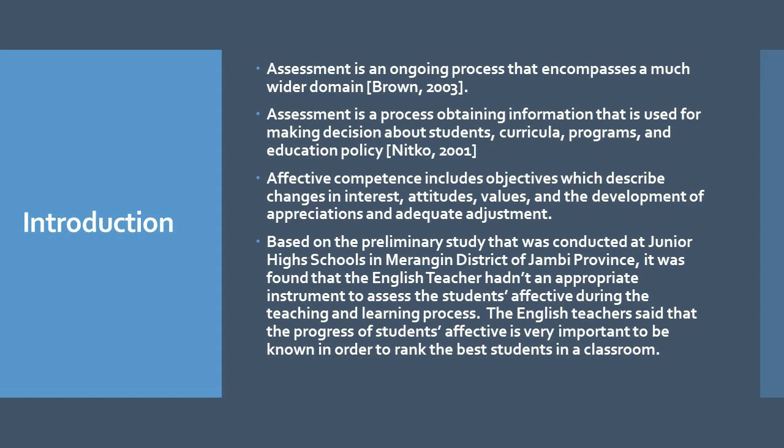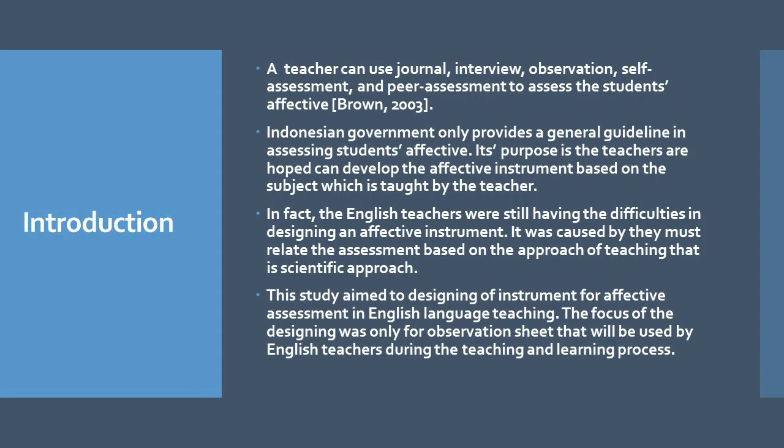It means the first rank will be given only to the student who has higher intelligence and the best attitude. In other words, even though there is a student who is good in cognitive but has a bad attitude, the first rank cannot be given to him or her. To overcome this problem, Brown explained that a teacher can use journals, interviews, observation, self-assessment, and peer assessment to assess the student affective. But the Indonesian government only provides a general guideline in assessing student affective.